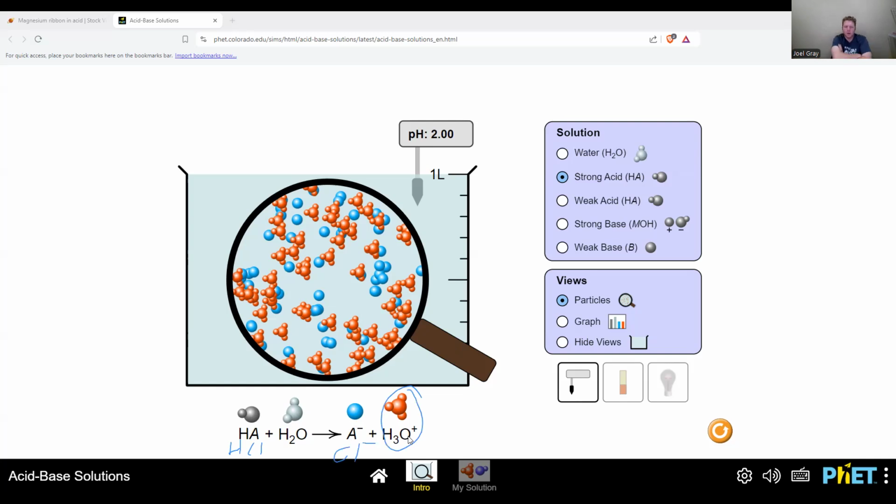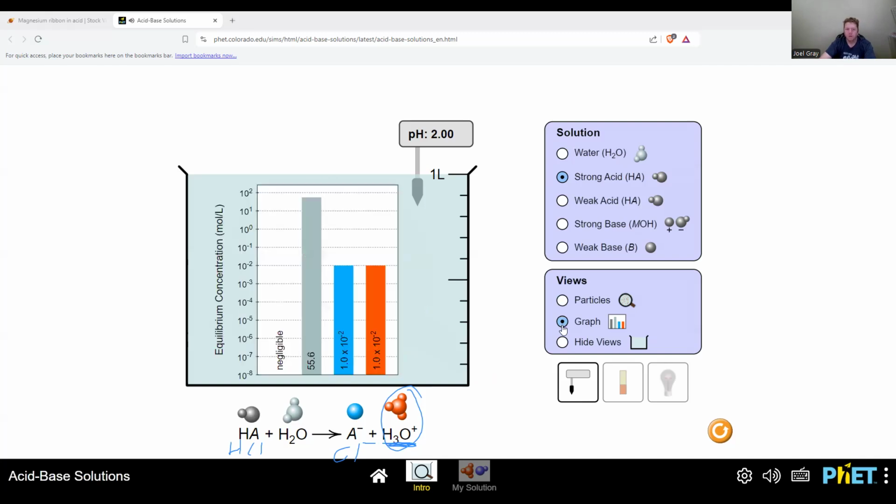Now, look into that magnifying glass. How many H2Os do you see? Very few. In fact, I don't see any. And that's not a mistake. That's not your eyes, you're just missing them. There aren't any H2Os because they've basically been commandeered to make a bunch of this H3O plus.